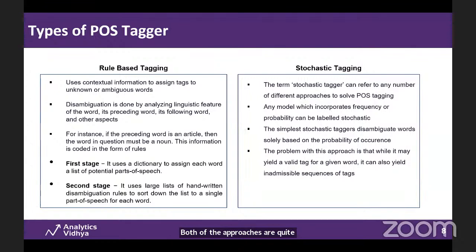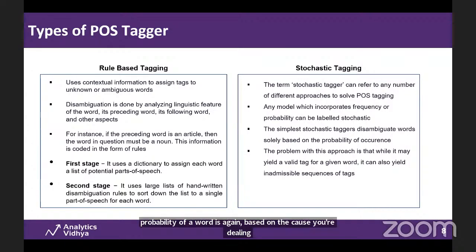In case of rule-based tagging, it is quite difficult to identify and assign the rules when you're dealing with huge corpuses. Let's say you're dealing with thousands of documents or you have to translate a book from one language to another. In that case, it is quite difficult to define the set of handwritten rules. In case of stochastic tagging, I would say it is biased more towards the corpus you're dealing with, because the probability of a word is again based on the corpus you're dealing with.